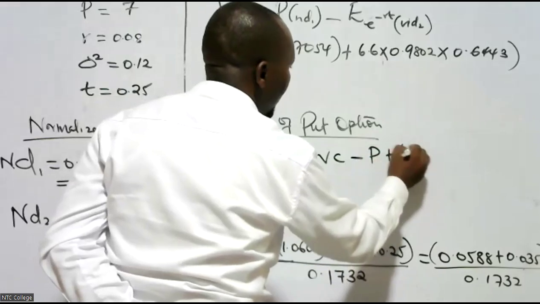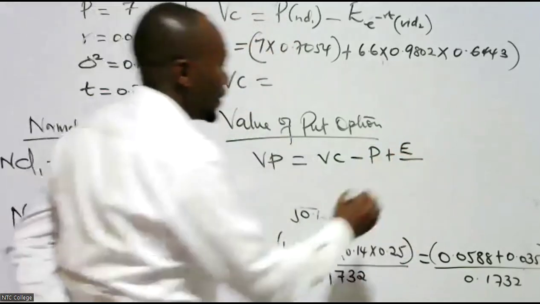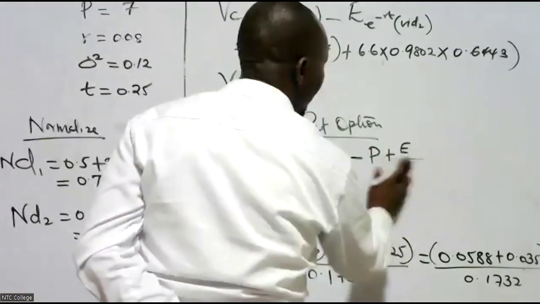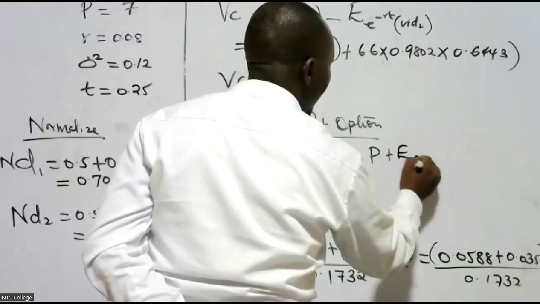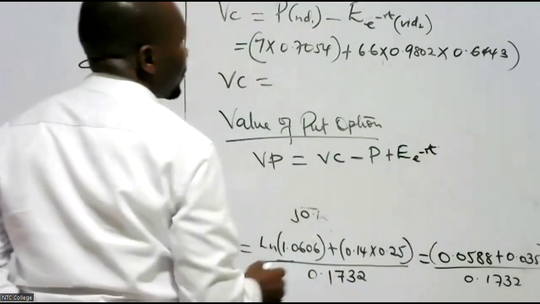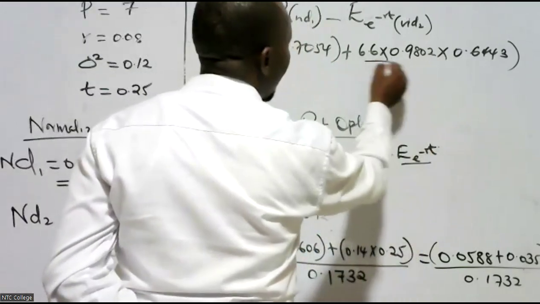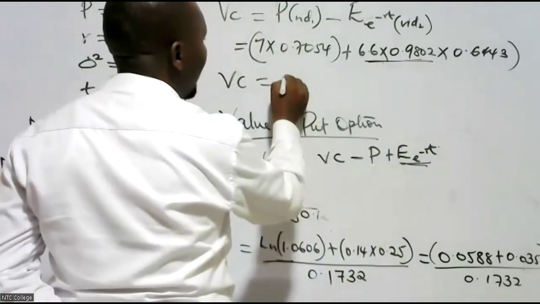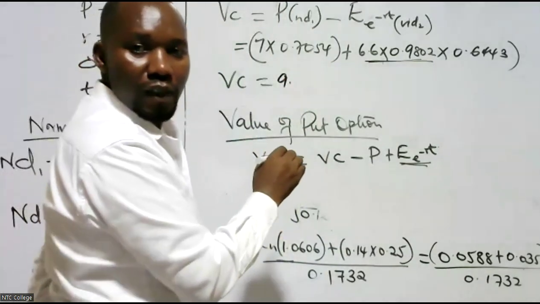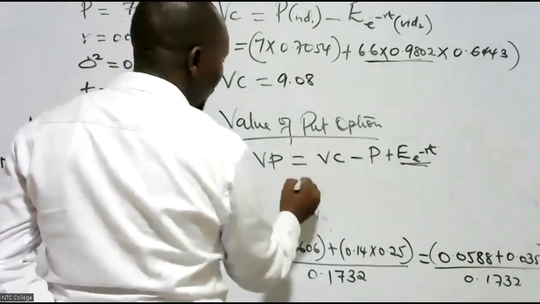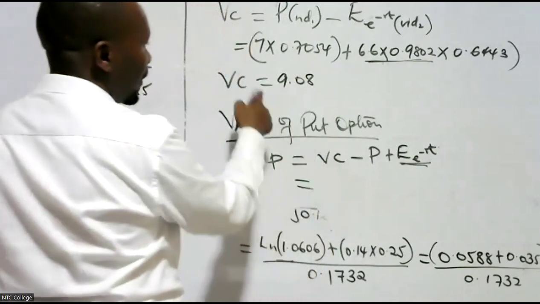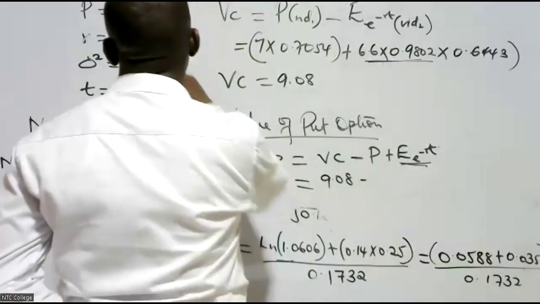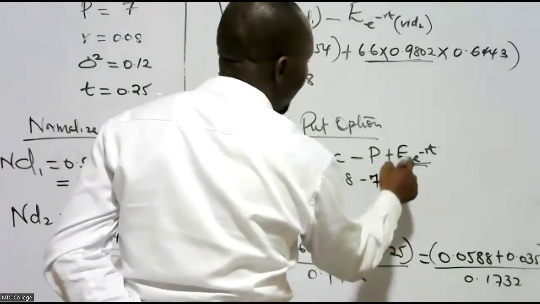minus P plus E over ERT. So it's basically the same as this ERT. And of course now you know these ones here. They're easy. So your answer was 9.08. So value of put option, this is C, that is 9.08 minus 7. P was 7, minus 7 plus this one.